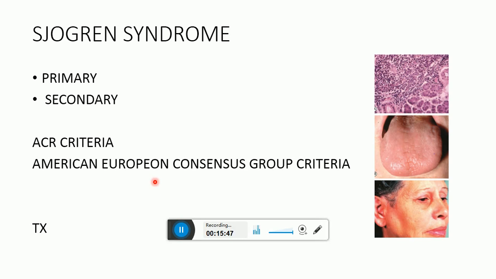The widely used, but older, American European consensus group criteria are more extensive and include more clinical findings but give results consistent with the ACR criteria. Treatment options for Sjogren syndrome include a range of symptomatic treatments for dry eye, as we will discuss after a short time, dry mouth and other manifestations, salivary stimulants, for example oral pilocarpine, and in some cases immunosuppression and biological blockers such as rituximab.